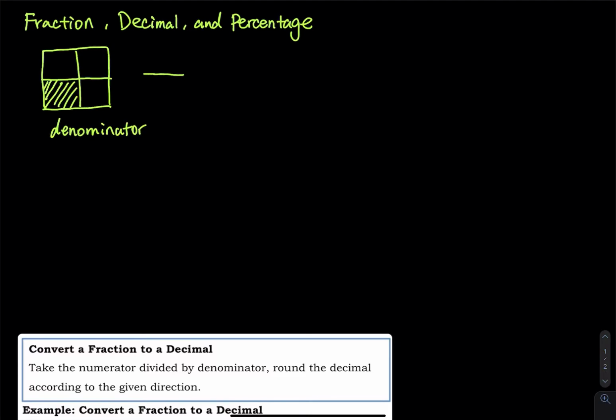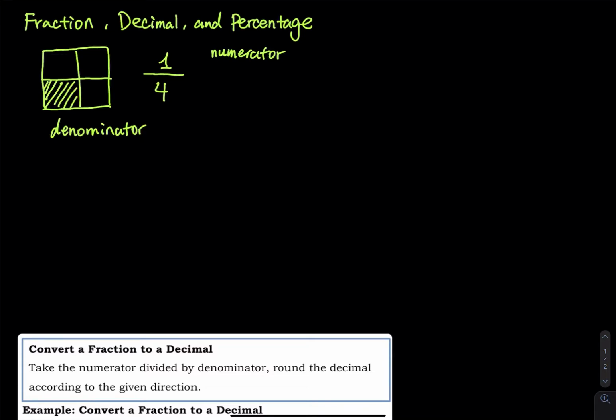How many pieces do I have? I have 4 pieces. And then how many pieces did I take? I grab 1, right? Then I have to put a number above the fraction bar, and that number is called the numerator. Since I grab 1 piece, that will be 1 divided by 4.